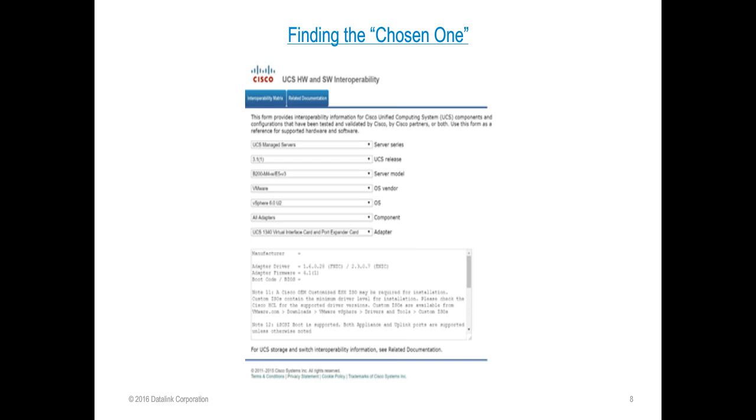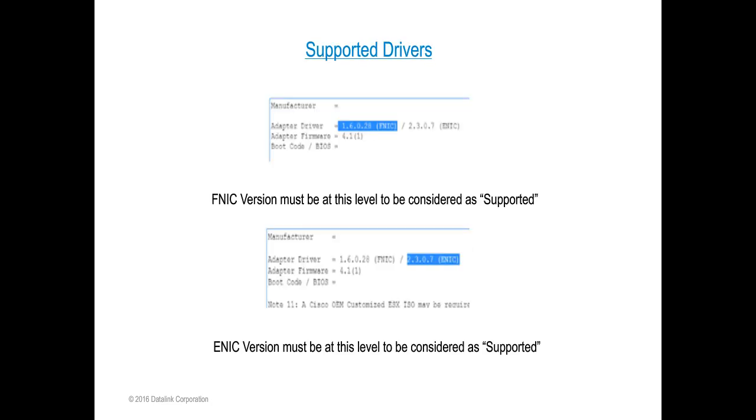So what does this really mean to you? This tells you your supported drivers. Your ENIC version must be at this level to be considered as supported. You don't want to go below, you don't want to go above. Same thing for your FNIC version. Both of these can actually disqualify us from having advanced technical support or accessing the business unit or working with the developers in order to troubleshoot some very serious or high-level issues.